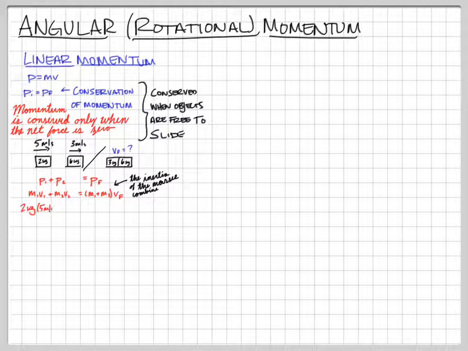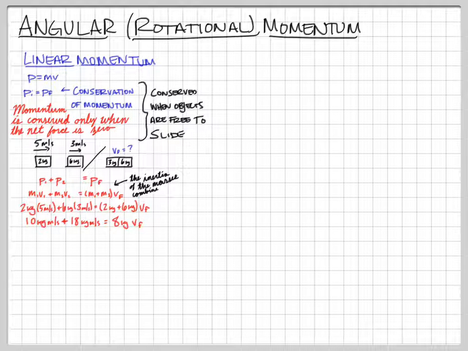So we plug in our numbers. 2 times 5 plus 6 times 3 is equal to 2 plus 6 times V final. 10 plus 18 is equal to 8 times V final. And we can solve for V final. That's 28 equals 8 V final, divided by 8. And V final comes out to be 3.5 meters per second. That's how we do linear momentum. Initial momentum equals final momentum, and then we fill out each of those numbers.